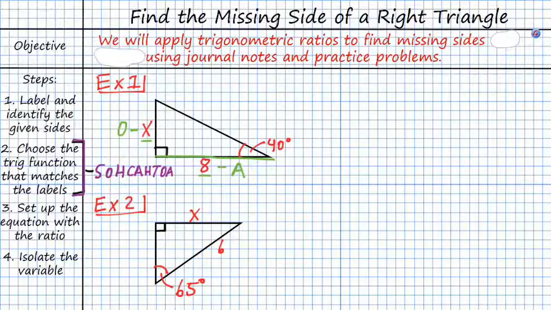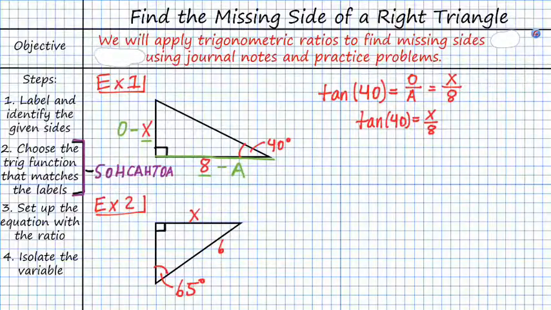So I can say that tangent of, remember that tan is a function, and it's a function of a degree. So tan of 40 is equal to opposite over adjacent sides. So my opposite side over my adjacent side, or I can say x over 8. So let's go ahead and rewrite this as a single equation. So tangent of 40 is equal to x over 8.